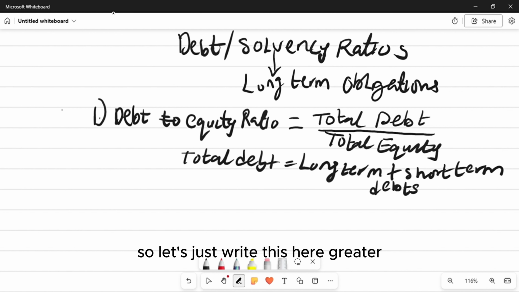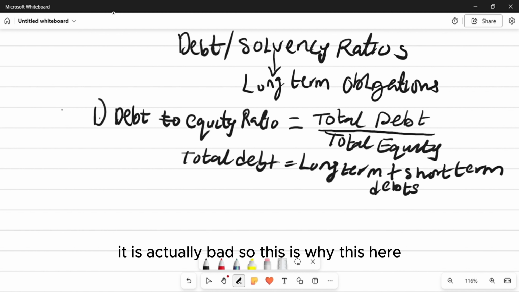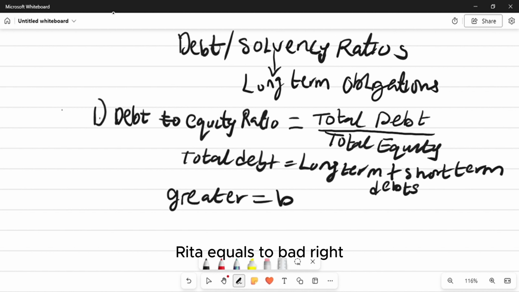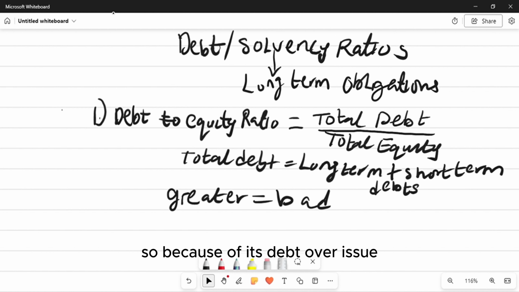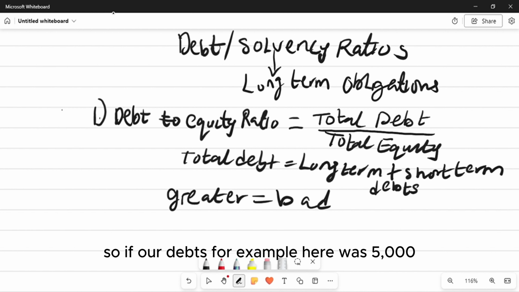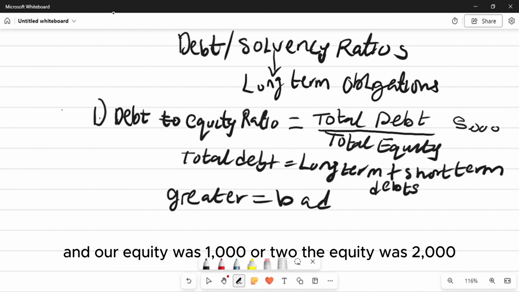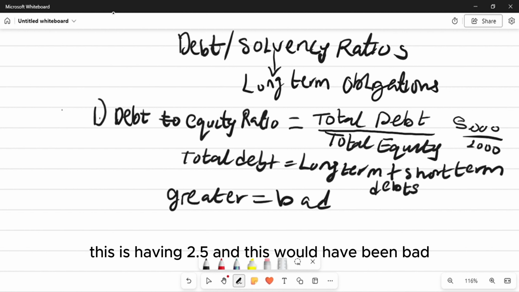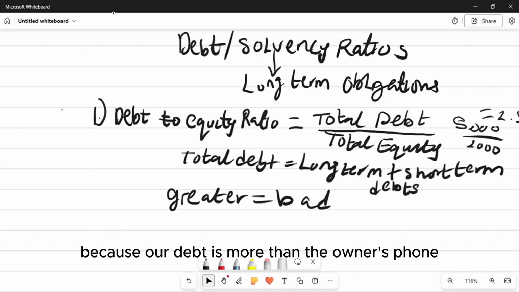So let's just write this here, greater. In the case of this ratio, if they are higher, it is actually bad. So let's write this here: greater equals bad, right? Because of its debt over equity, we don't want our debt to be more than equity. So if our debt, for example, here was 5,000 and our equity was 2,000, this would have been 2.5, and this would have been bad because our debt is more than the owner's fund.